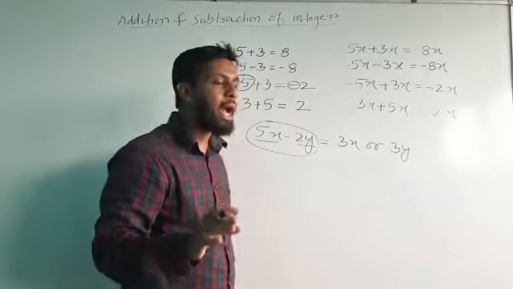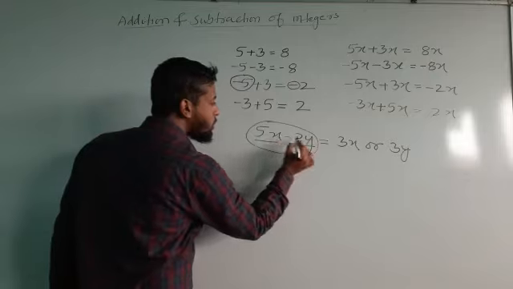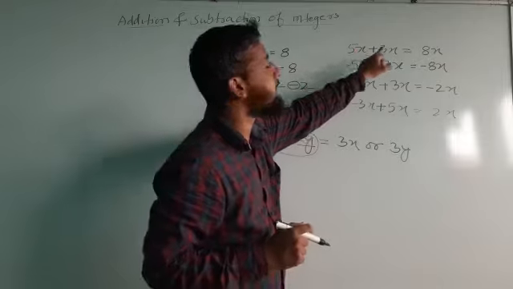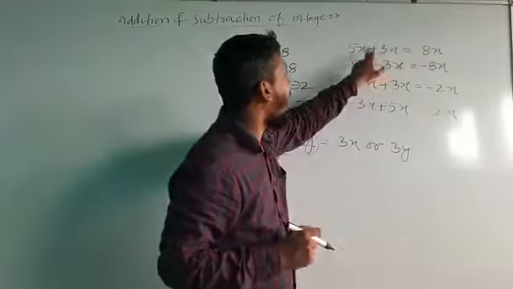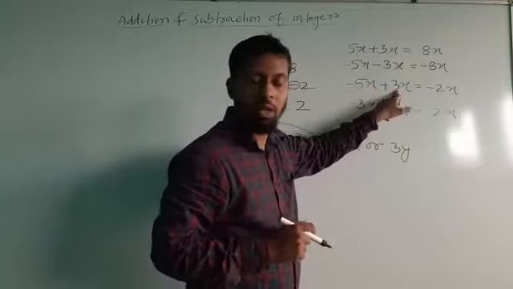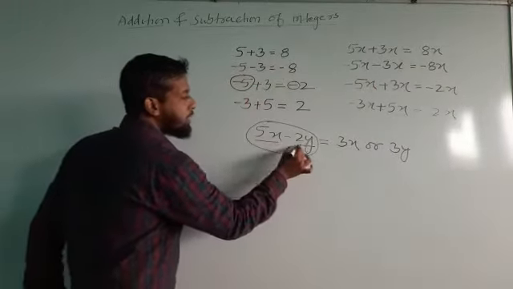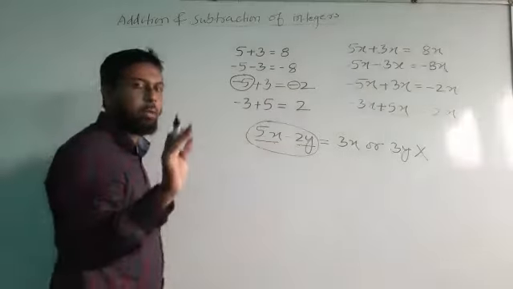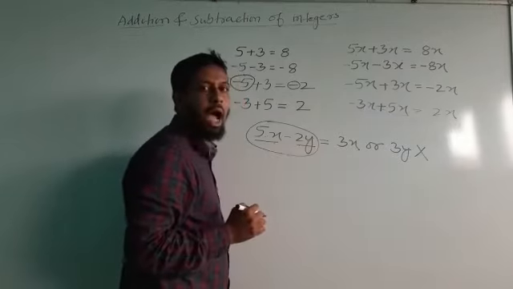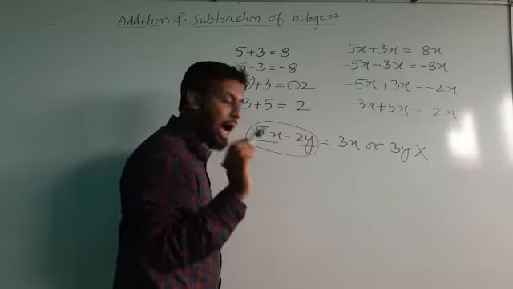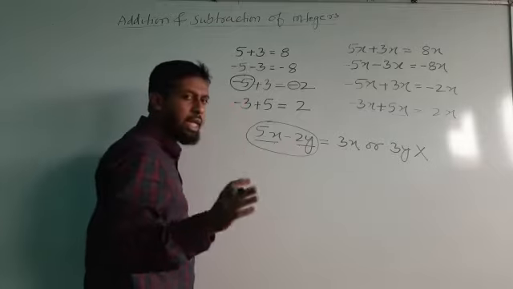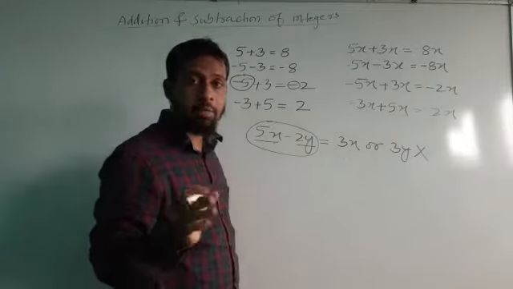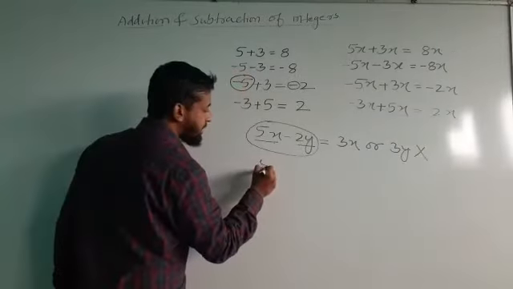Unlike terms cannot be added, cannot be subtracted. These two are unlike terms. They are not like terms. See here, 5x, 3x, they are like terms. We can add, we can subtract also. But here, 5x minus 2y, it's wrong. We cannot add or subtract because they are unlike terms. Keep in mind. Only like terms can be added, can be subtracted. Unlike terms cannot be added, cannot be subtracted.